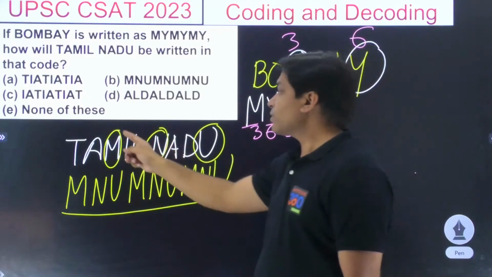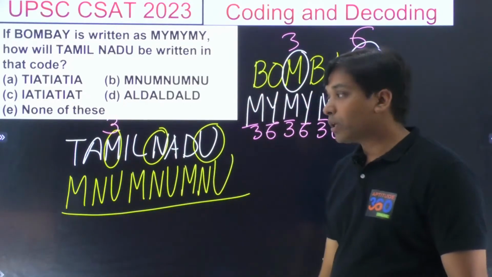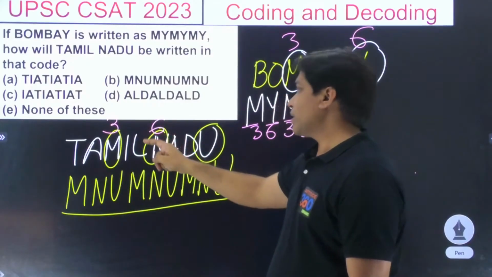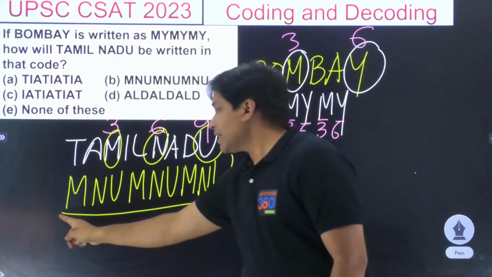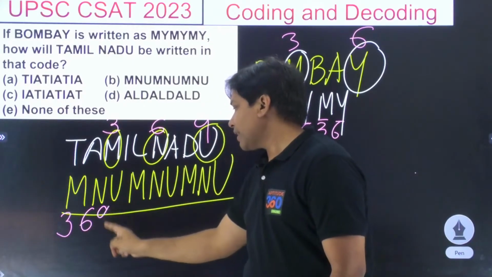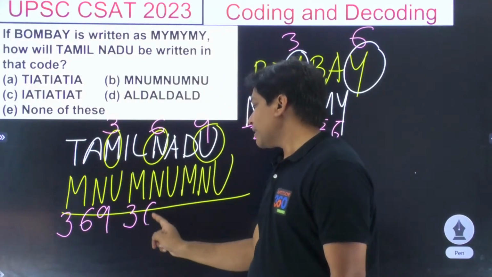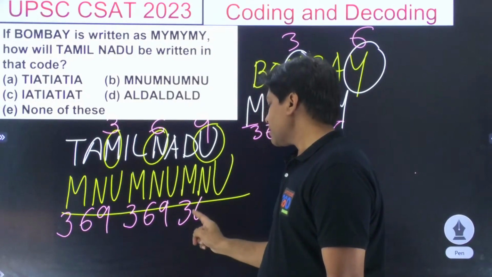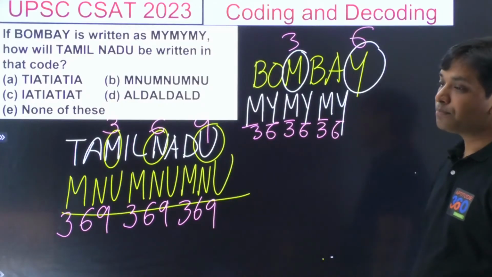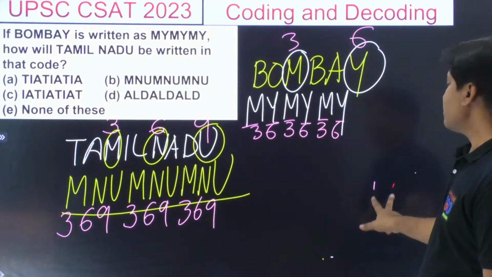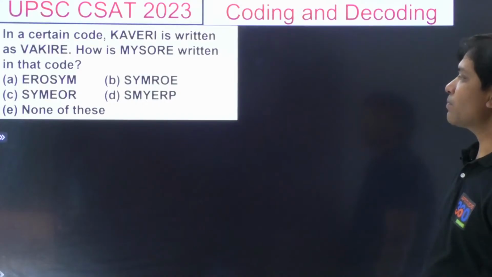Now, in the case of Tamil Nadu, M is the third one, N is the 6th one, and if we move ahead, the 9th one is U. So they are writing the third, then the 6th, then the 9th, followed by the third, 6th and 9th, and then the third, 6th and 9th. Did you understand, Prisha? Is that okay? Let us move ahead, people, and try to simplify this problem.